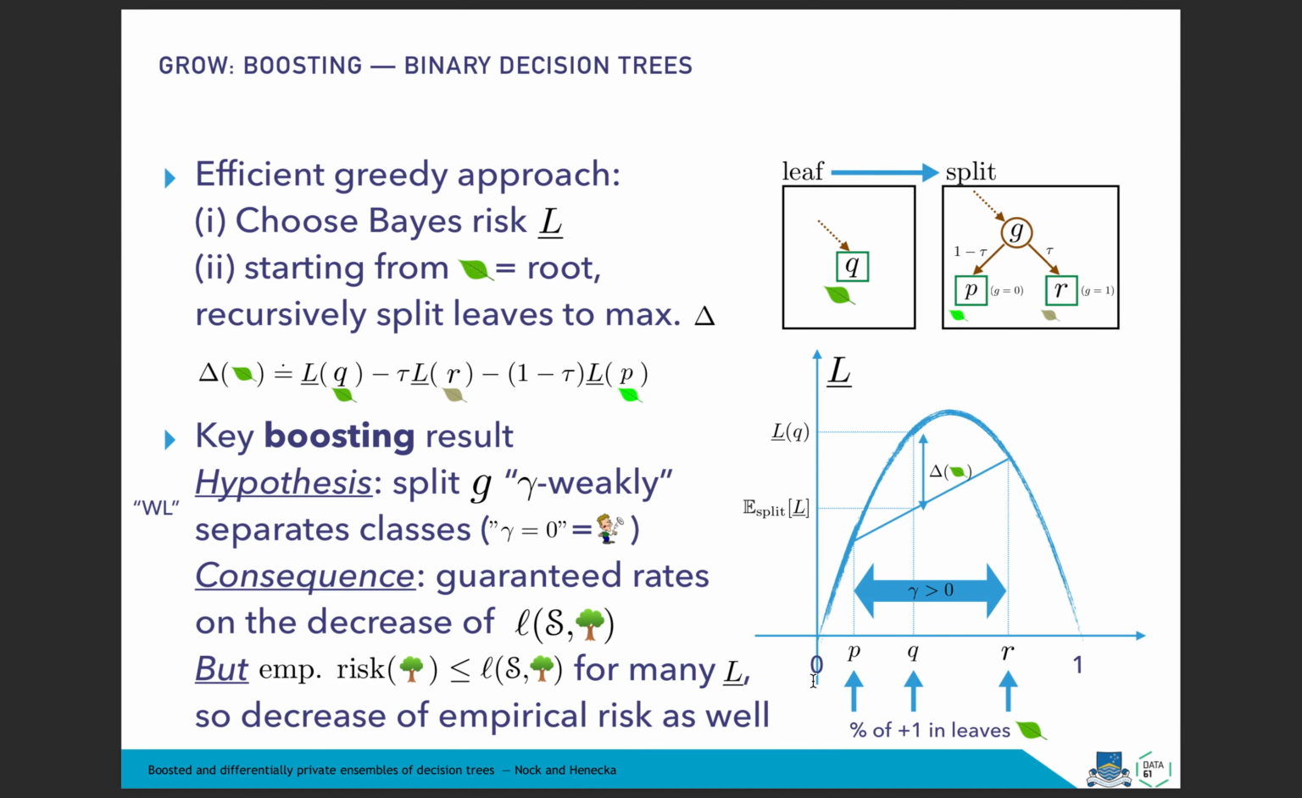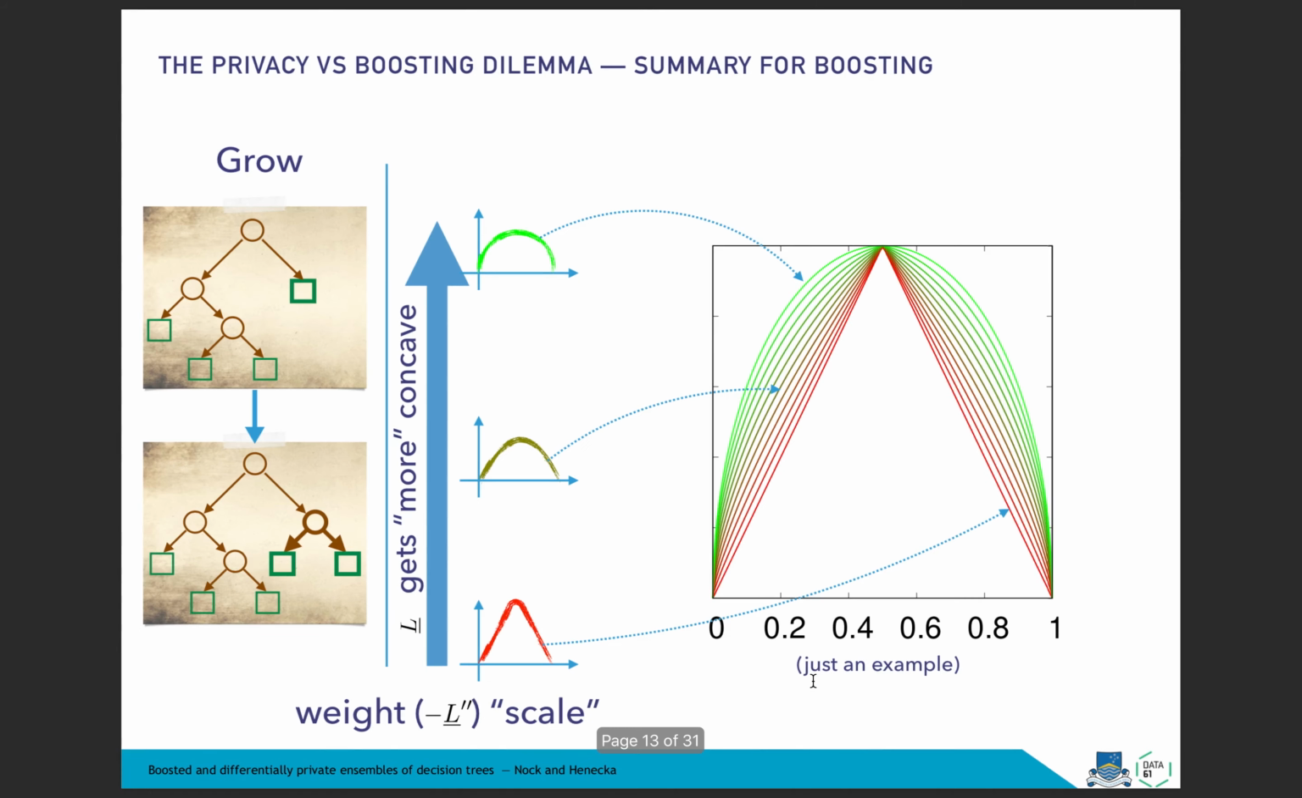If we have this weak learning assumption, then we get guaranteed and very interesting rates, depending on the bias risk, on the decrease of the expected bias risk. And because the empirical risk turns out to be upper-bounded by this loss, for many different and popular choices of bias risk, we get a guarantee of decrease of the empirical risk as well.